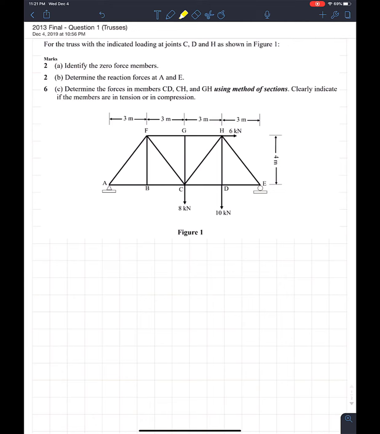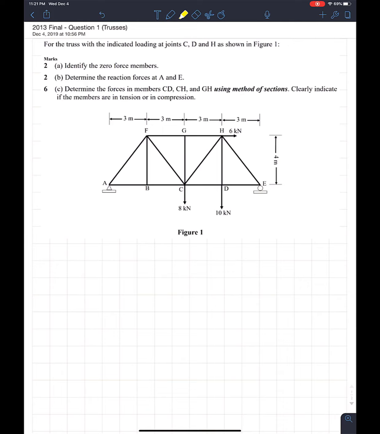So the truss question, question 1 for years and years and years, has always been trusses. So it's probably a good bet that question 1 of your final will be some sort of truss. Now, there's a bunch of different things they can do with trusses, but we'll get into those.